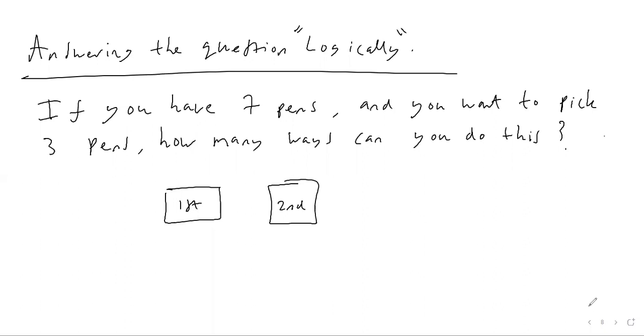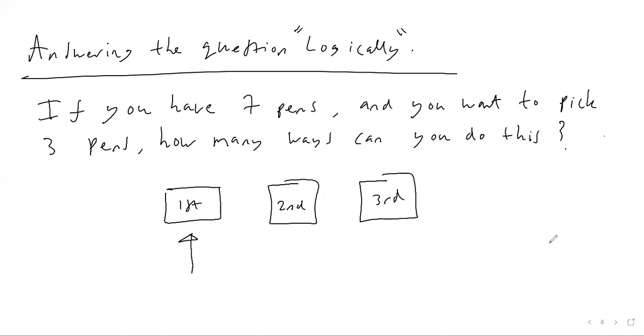So let's forget Pascal's triangle, and let's try and answer this question logically, I put that in speech marks. Let's try and think about this carefully. So if you have 7 pens and you want to pick 3 pens, how many ways can you do this? Sorry, let me just put another box there. So these are boxes that we're going to put the pens into. So let's think about this first box here.